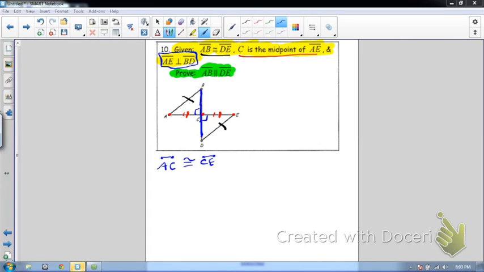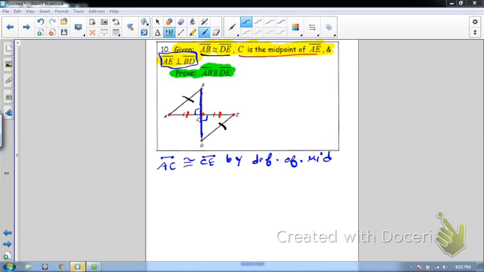This is the statement that I'm telling you. I have to always prove to you that I know what I'm talking about. I can't just assume something. So I'm going to say that by the definition of midpoint, I can claim the following: that AC is congruent to BC. So that's the first piece of information.